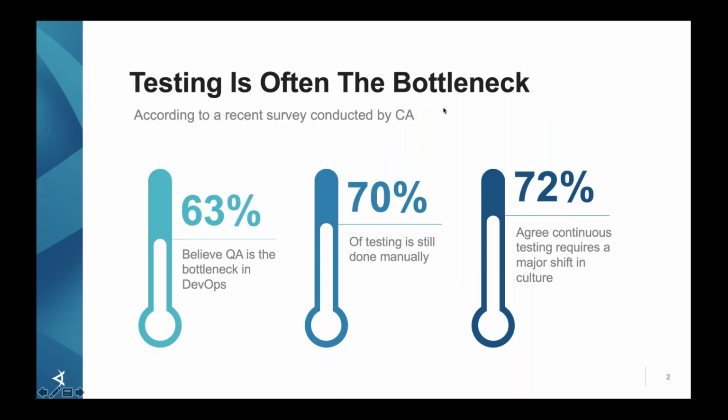So let's first take a step back and understand what the problem is in today's QA environment. According to a survey conducted by CA, 63% believe QA is the bottleneck in DevOps. 70% believe testing is still done manually. You probably have encountered this in your day-to-day activities. And 72% agree continuous testing requires a major shift in culture, because continuous testing is something that every company wants to do, but testing is still done manually, so they can't really do continuous testing. So 72% of them say that there needs to be a major shift in culture.